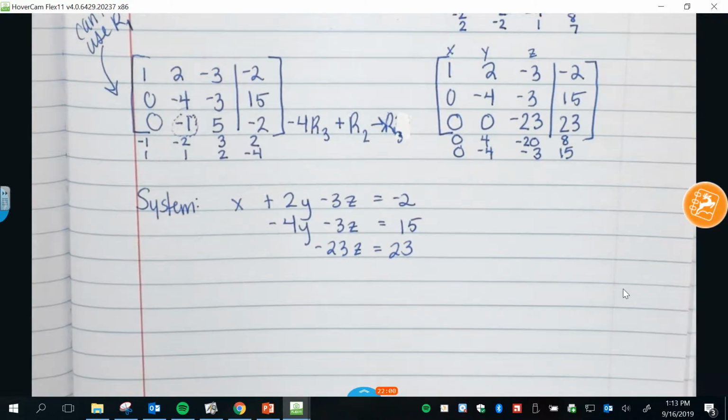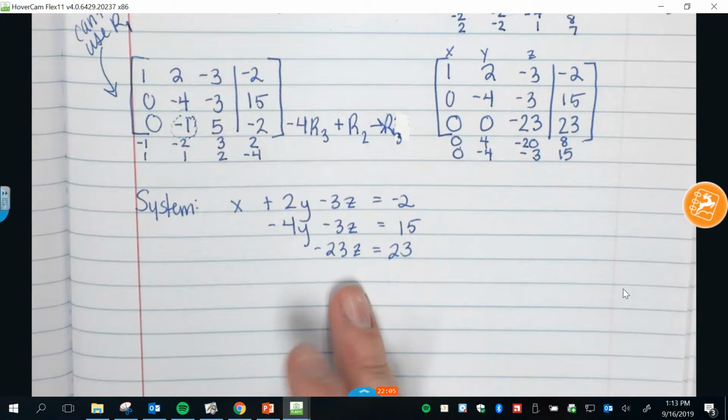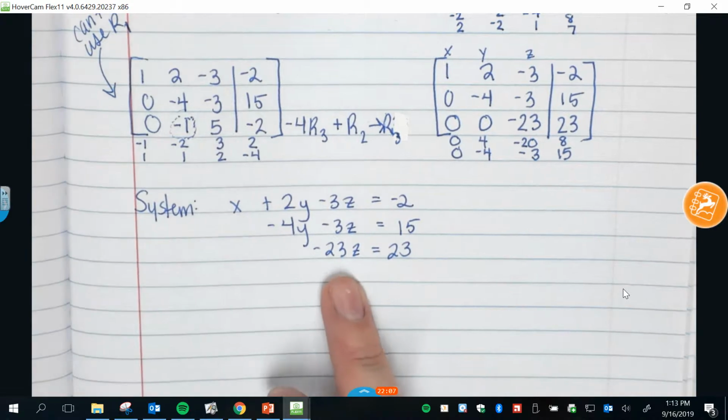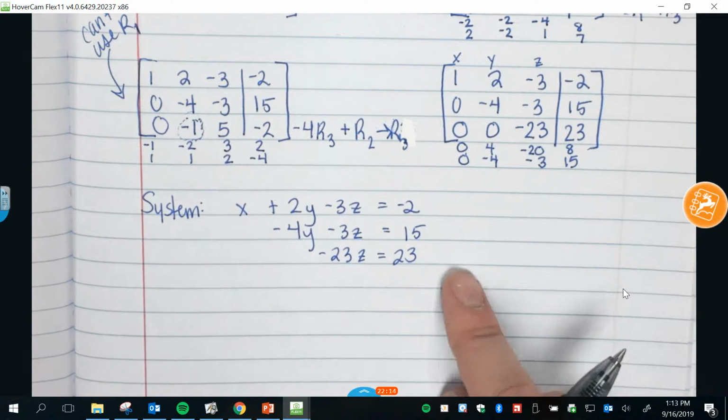So we took something that was full, and we got it to this. Now does this look like something we can solve pretty easily, like we did on Thursday? Can you look at that and know what z is? I hope. What's z?